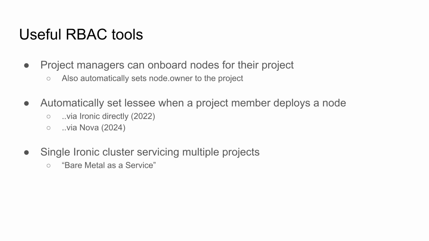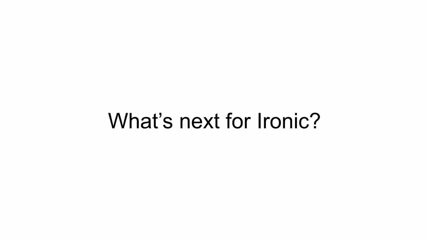We have some tools around that, like you can turn on an option that would allow a project scoped manager to create their own nodes in Ironic, with them as the node owner. You can have lessee set automatically on deployment, whether it be via standalone Ironic or via Nova. We can set that lessee and it gets cleared when the instance is cleared off of the machine. And we also have that sort of tooling. You can combine it together to end up with a single Ironic cluster that might serve multiple different pools of hardware or multiple different teams inside, getting that bare metal as a service without having to have a bunch of OpenStack with it.